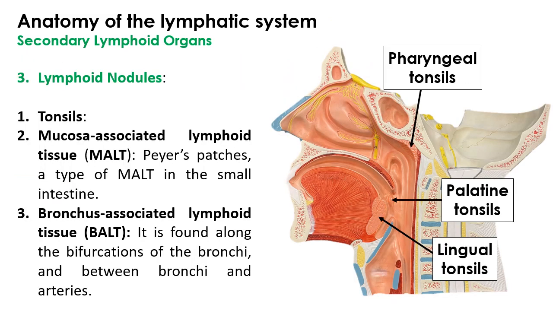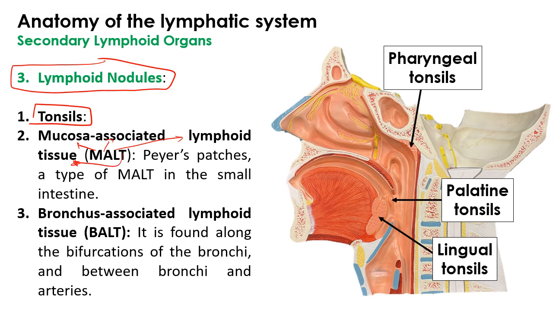The last component of the secondary lymphoid organs is the lymphoid nodules. You should know that we have three types of lymphoid nodules. First, the tonsils, which are primarily located in the upper respiratory portion, the pharynx. Then we have the mucosa-associated lymphoid tissue, which is important for your digestive system because it receives a specific name: Peyer's patches. Peyer's patches look like lymph nodes, but they're located in your small intestine.